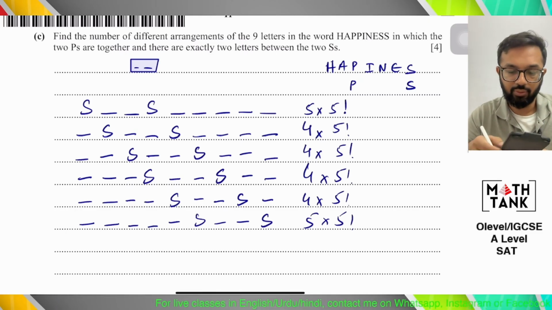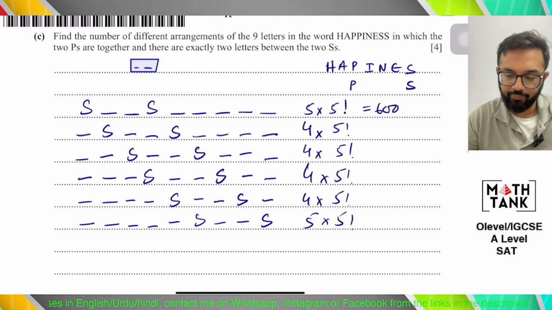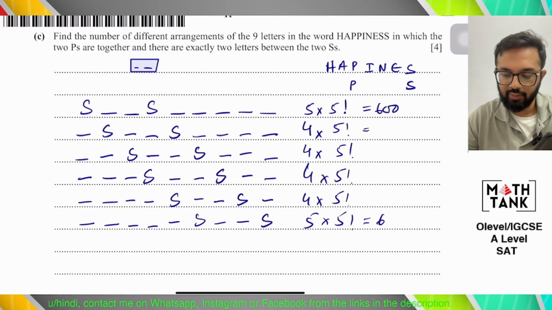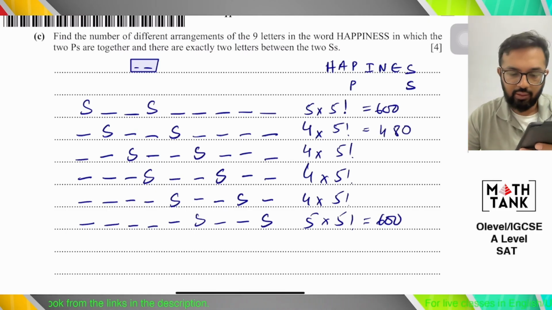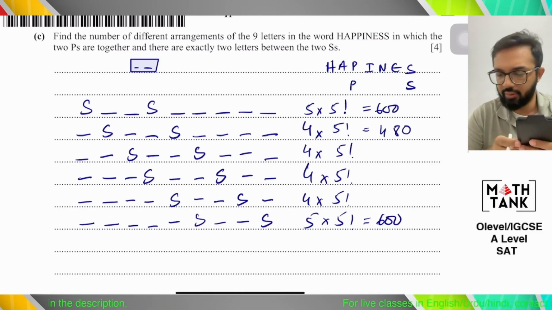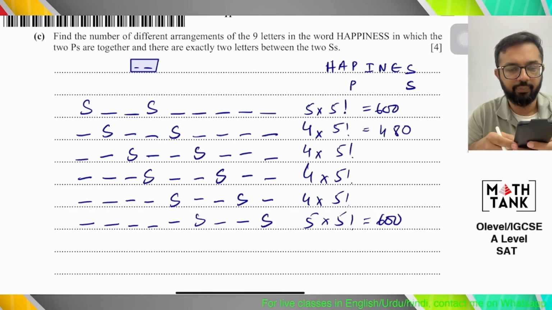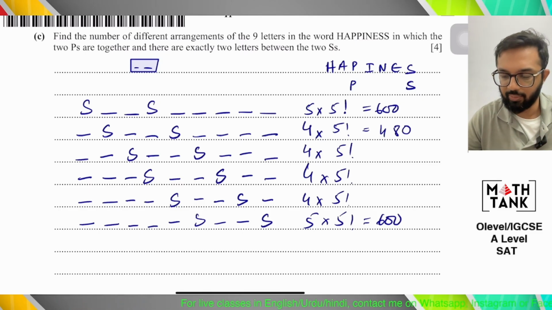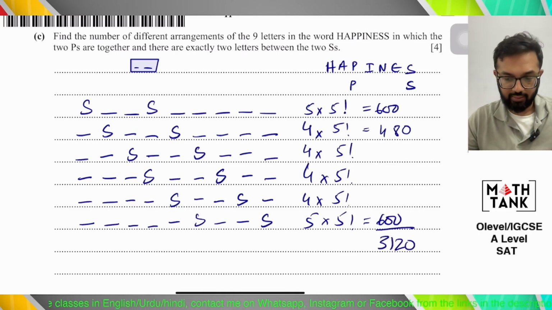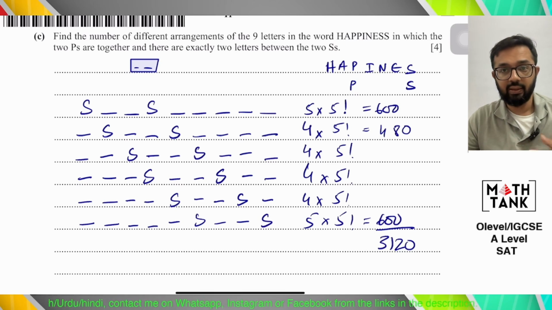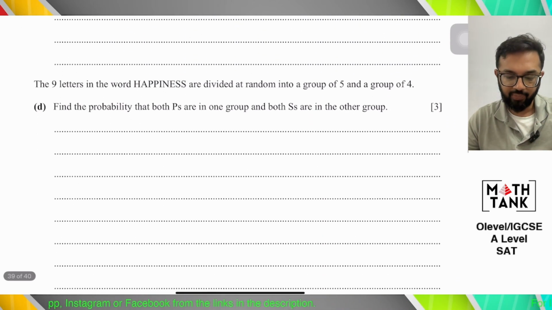Let's check if I am getting the correct answer out of this. I'm not absolutely sure on this one. 5 into 120 gives 600. And this should also be 600. 4 into 5 factorial, 4 into 120, 480. So 480 into 4 plus 1200. That is the correct answer, 3120. I think that's the easiest way that I could explain this, because making cases is essential whenever you have a fixed number of letters separating other letters.